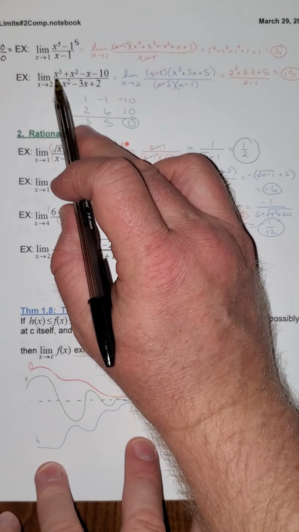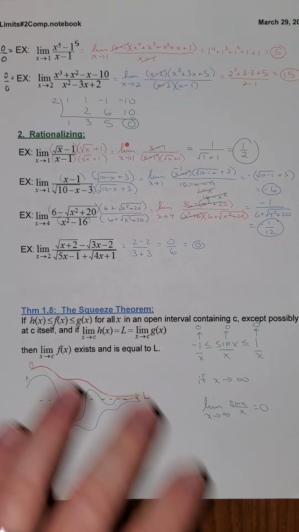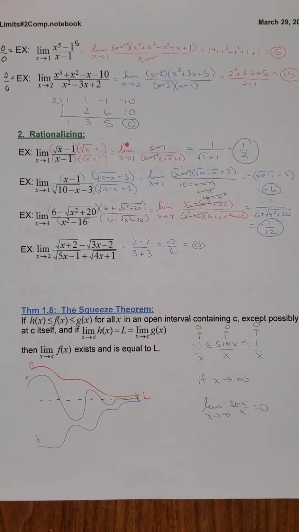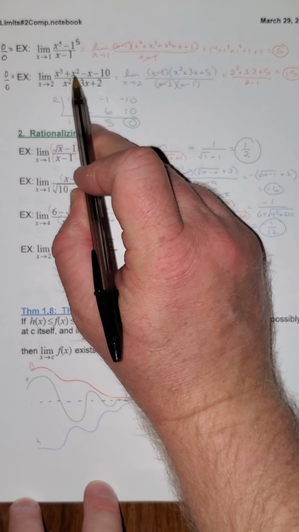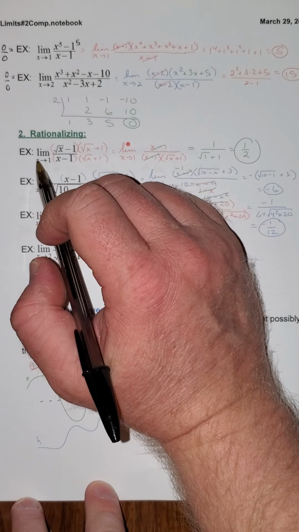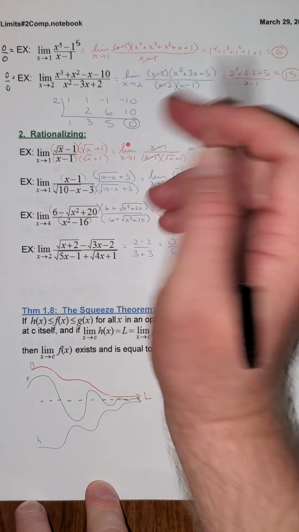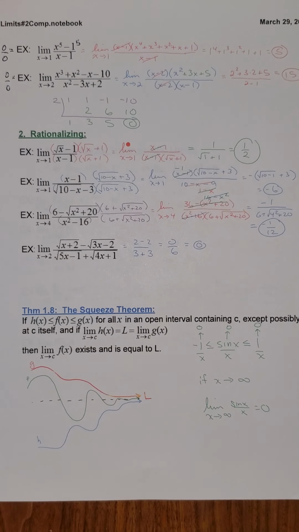If you plug in 2, I guarantee you here, the top's going to be 0, the bottom's going to be 0. Feel free to pause the video for a second, plug those numbers in. You're going to see the top is 0, the bottom is 0. That's going to be 8 plus 4, which is 12, minus 2 minus 10, which is minus 12. They cancel out, give me 0. The bottom, if I plug in 2, I get 4 minus 6 plus 2. That's 0.